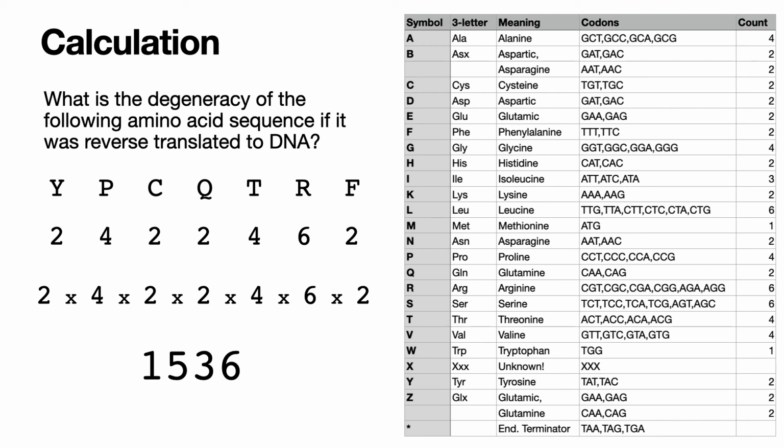And that's it. That's degeneracy. That's how we calculate it, starting with our amino acid sequence, working back through the number of codons, multiplying up the number of codons to give us the final answer.